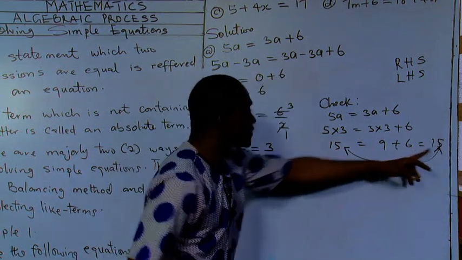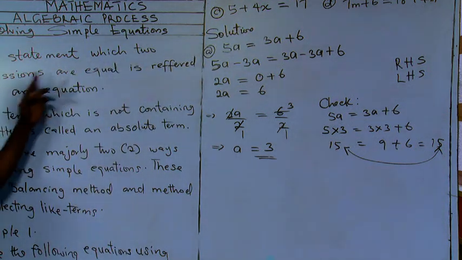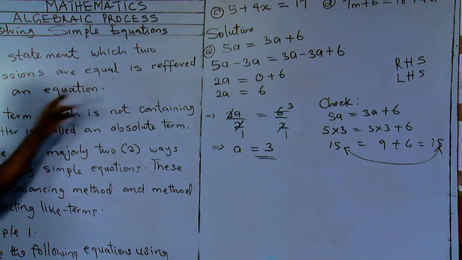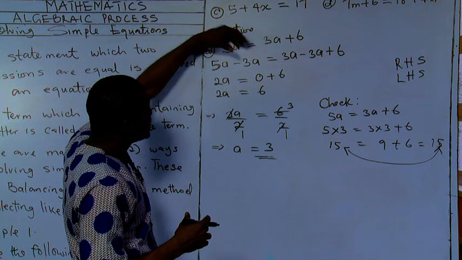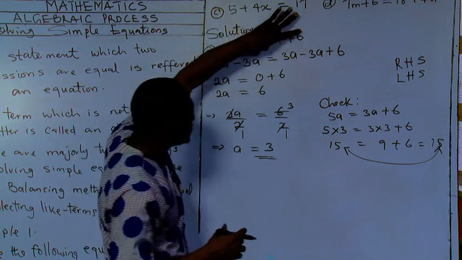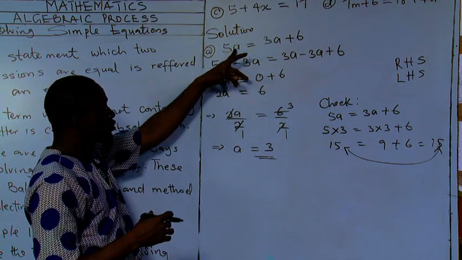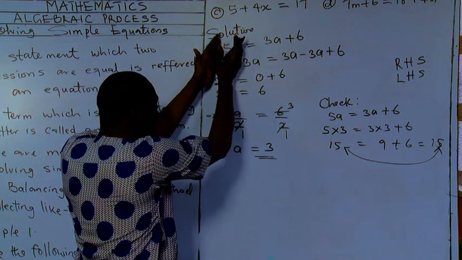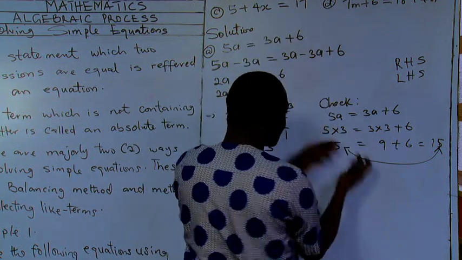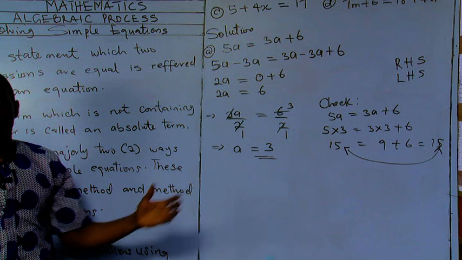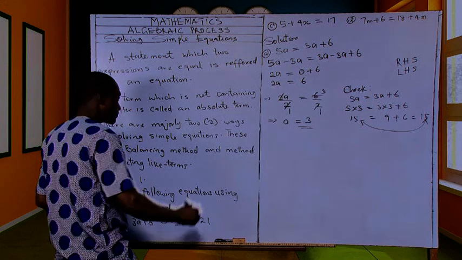15 equals 15. That is the meaning of an equation. That's what I said: a statement in which two expressions are equal is referred to as an equation. When we have found the value of a and we substitute it, whatever we get on the LHS will be the same value as what we get here, which is 15, 15. I hope you understand what we have done. Okay, now let's move to example B.